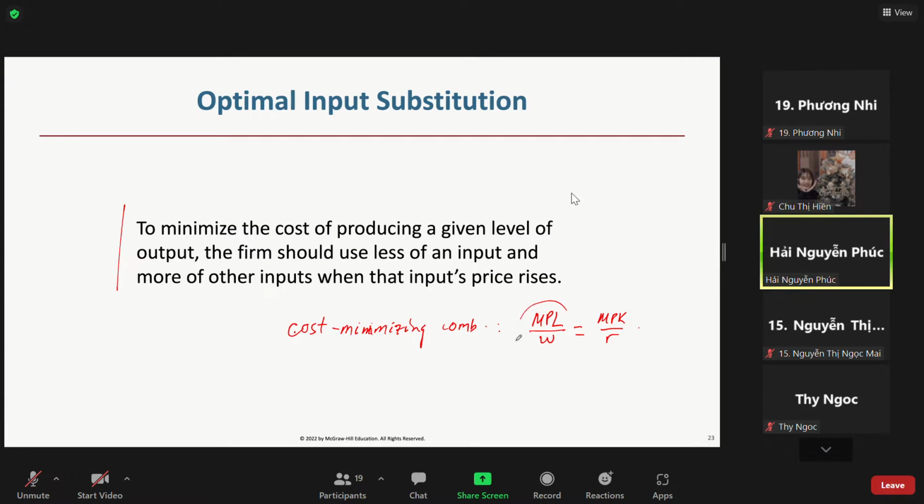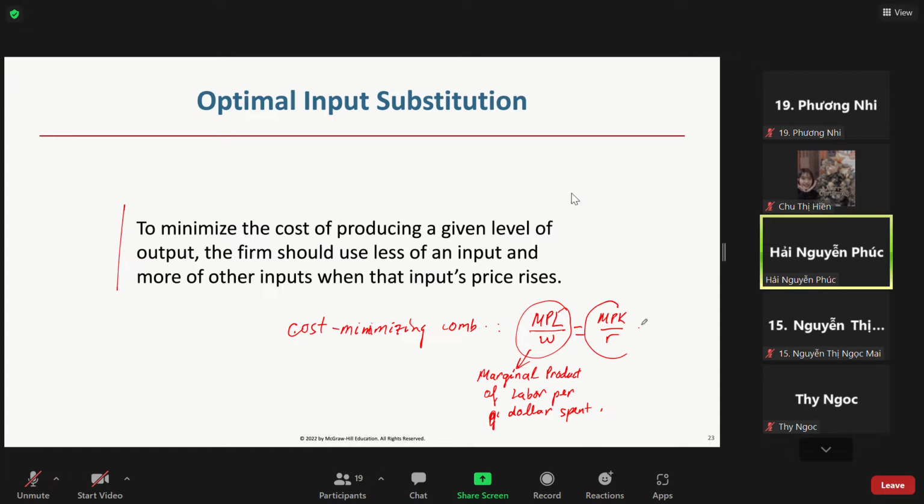This one I call the marginal product of labor per dollar spent, which should be equal to the marginal product of capital per dollar spent.